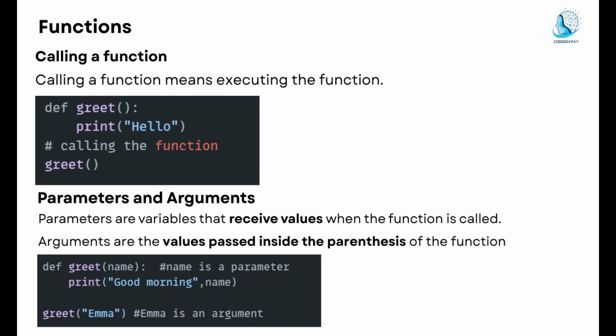So in this example, when we're calling a function, greet in brackets, Emma here is the argument, and we are passing it to the name, which is the parameter. The function is going to use the value that has been passed to the parameter to perform the specific action, which is we are trying to display good morning and the value passed to name. It is very important to know the difference between a parameter and an argument.